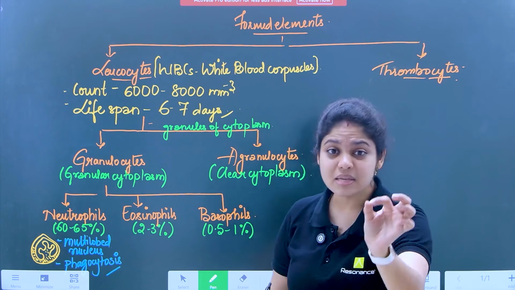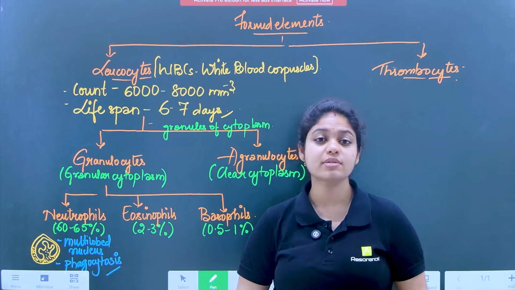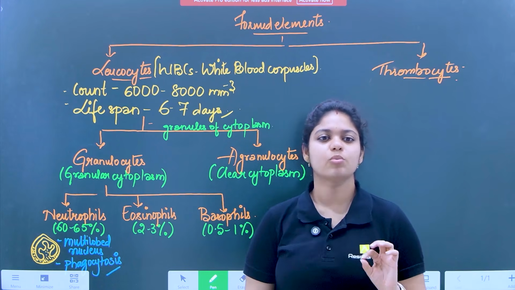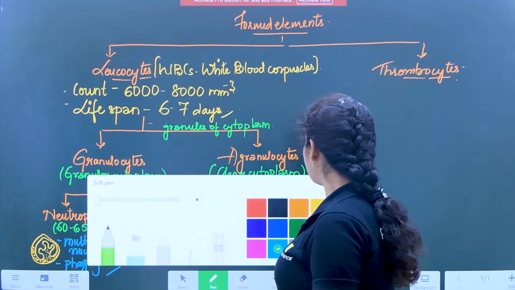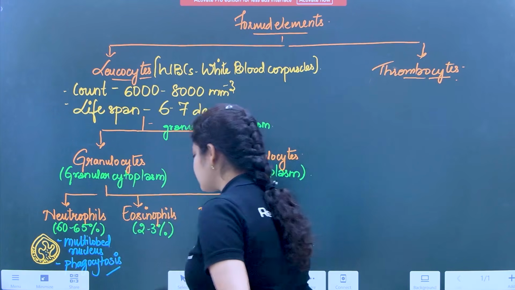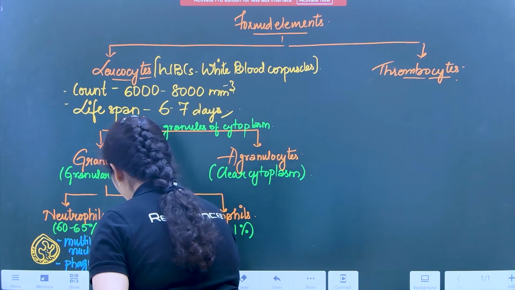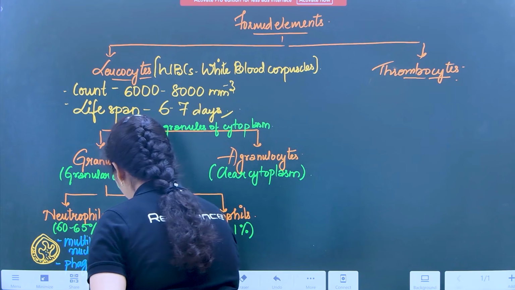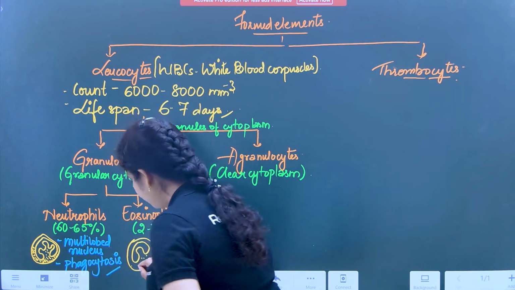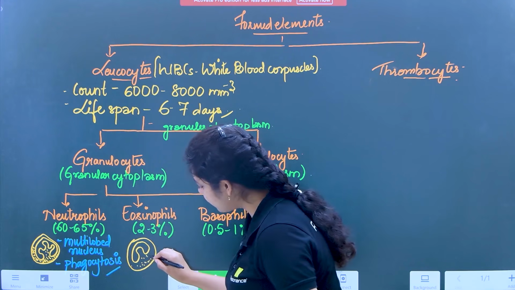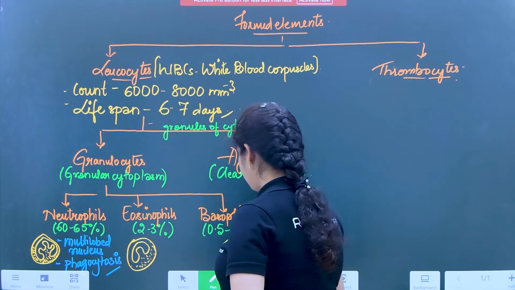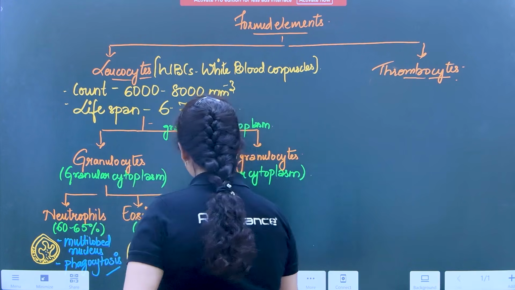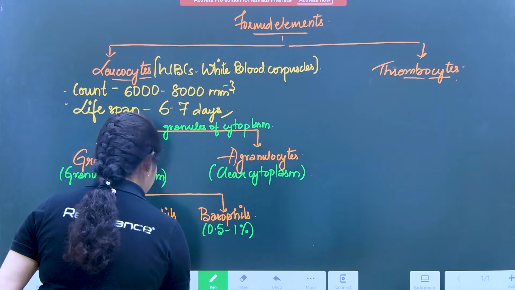In the same way, neutrophil causes phagocytosis. What does it cause? Phagocytosis. Moving to the next one, that is eosinophils. Eosinophils have a bilobed nucleus. Bilobed nucleus means two lobes are there, and obviously the cytoplasm is granular.